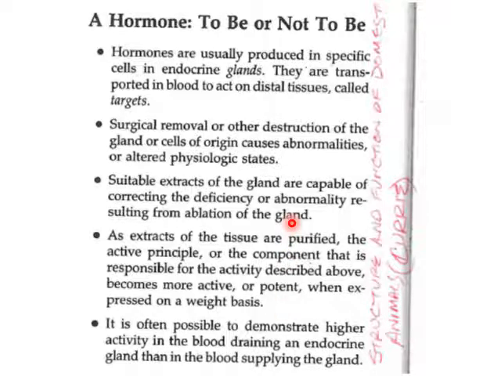Same thing here, hormone to be or not to be. So hormones are produced by glands. If you remove them, bad things happen. If you take that hormone out of the gland and put it back into the body, it's going to have a certain amount of recovery from that, correcting the deficiency or abnormality. If you can go through and figure out what exactly is causing that, you can figure out the component that's going to get that done. That's how they had to do it. You keep subdividing until you find what you're looking for.